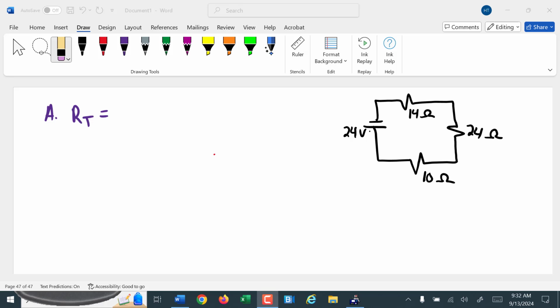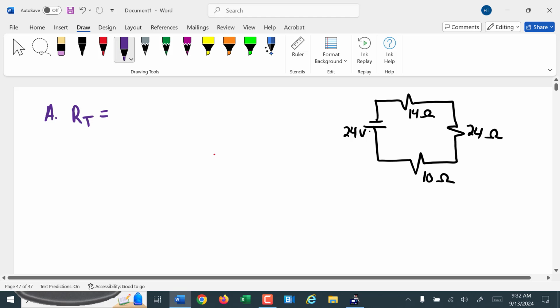So since these are in series, we do add them up. The little hamster is gone for the weekend. Sorry.